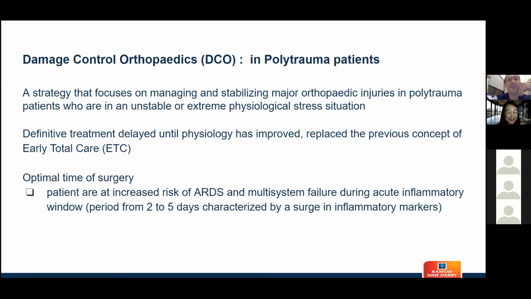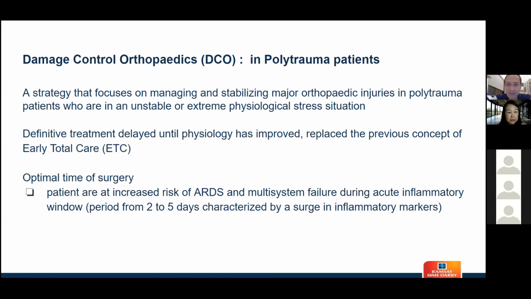So this is a different concept. It's called damage control orthopedics. All right. So it's not many people will know this. So this is in polytrauma patients. So it's a strategy that focuses on managing and stabilizing major orthopedic injuries in polytrauma patients who are unstable, who are physiologically in a stressed physiological situation.